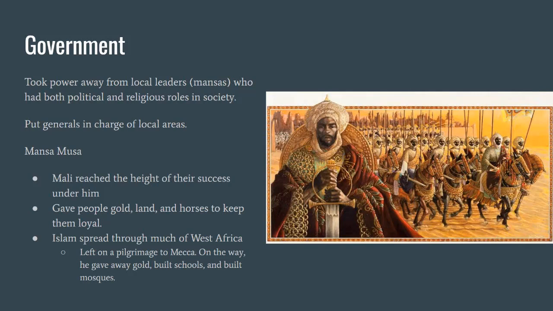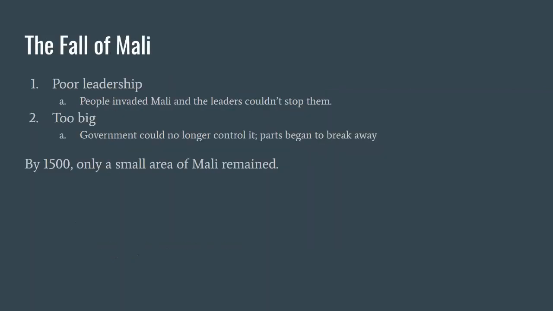So even if you go into Mali today and you were to ask somebody, what do you think about Mansa Musa? Chances are they're going to say that they're not happy with him, because today Mali is a country that has a lot of economic problems, and a lot of people still blame that on Mansa Musa, even though it was hundreds of years ago.